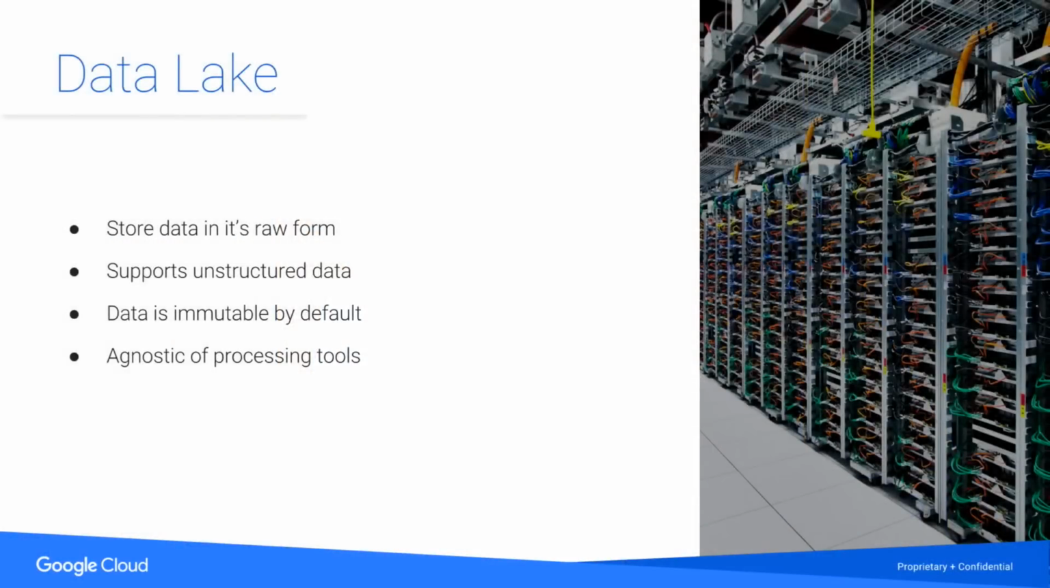So, what do we mean by data lake? You will see this definition a lot in the world. A data lake is a place to store a lot of data in its raw form. It needs to be able to support unstructured data. That data is generally immutable by default, and it needs to be agnostic of the tools that process that data. So that means you need it to be flexible enough to work with different tools and different tool sets for the needs of the people who need to make use of that data.